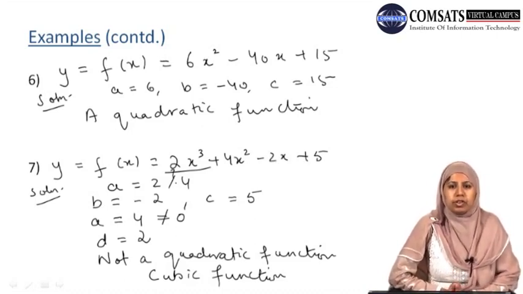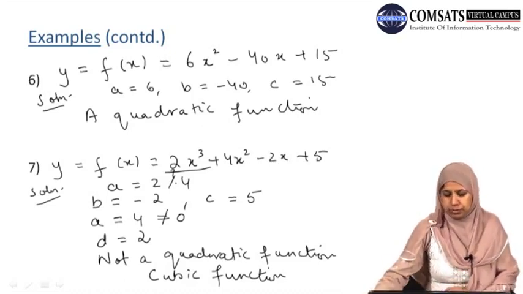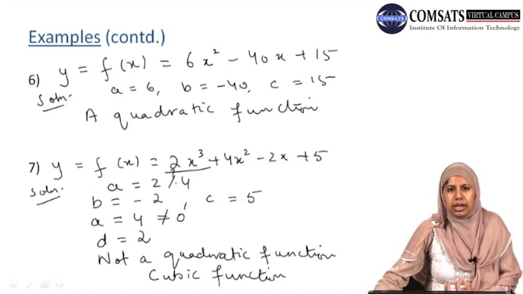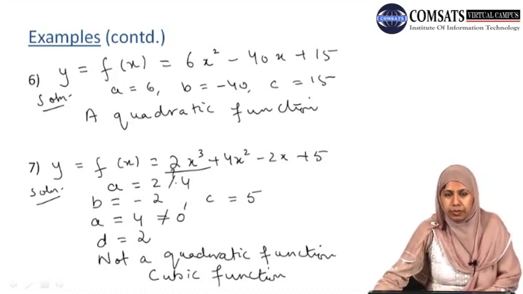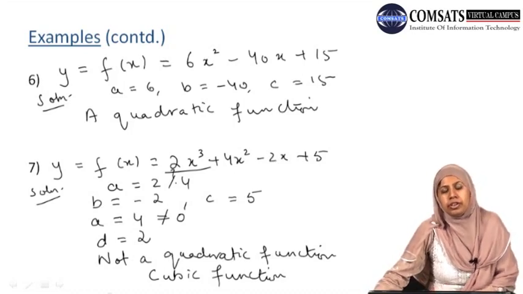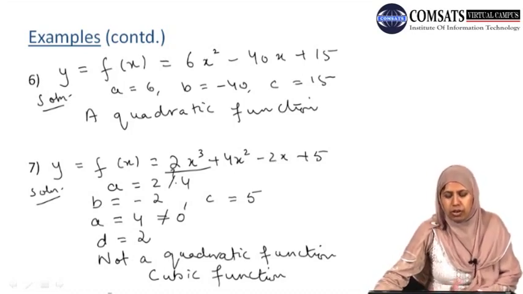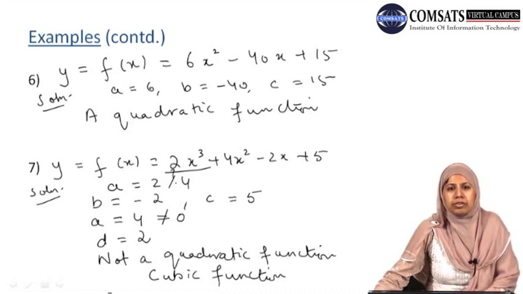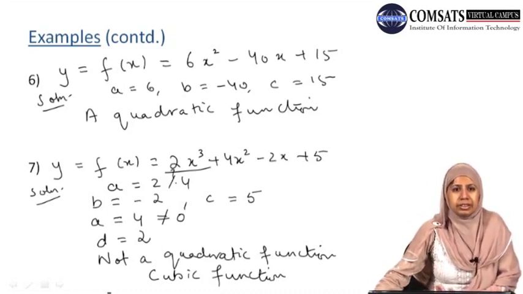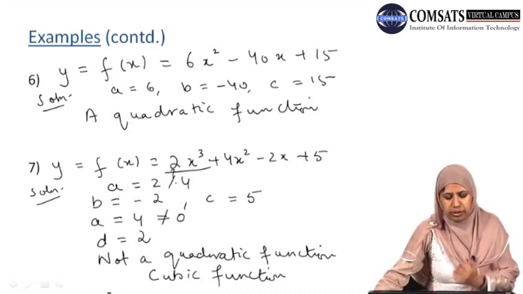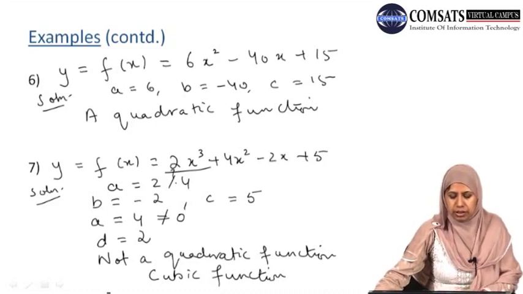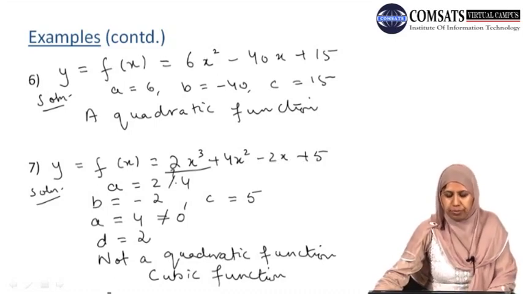So now we have seen 7 examples of functions, and we have identified which of them are quadratic functions and which of them are not, and why they are not quadratic functions. The main reason is that either the coefficient of x square is 0, then we reduce to linear functions, or the highest power of the independent variable is greater than 2. For example, in our 7th example, which is a case of a cubic function.